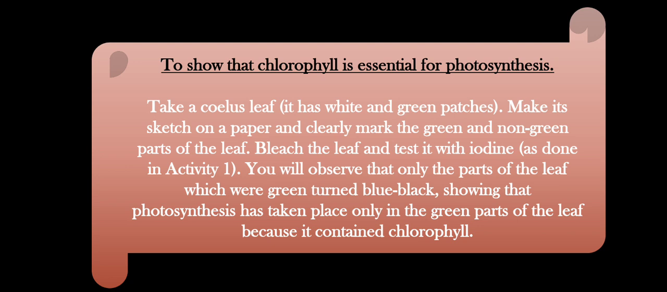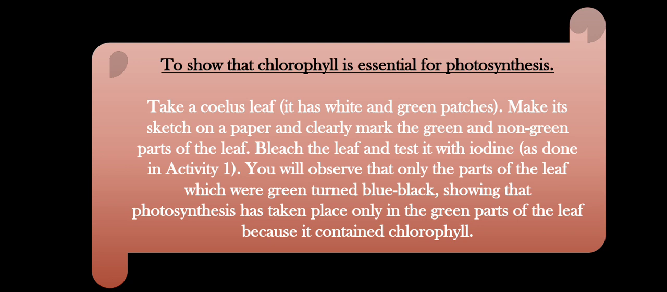You will observe that only the parts of the leaf which are green turn blue black, showing that photosynthesis has taken place only in the green parts of the leaf because it contained chlorophyll.